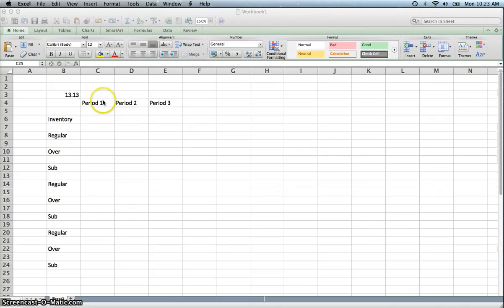And so we'll have a period 1, and we will have a demand that we will put down here, a period 2, and a period 3. So this is just 3 time periods. And then it needs to be a balanced table. So for every demand period, there is a production period.